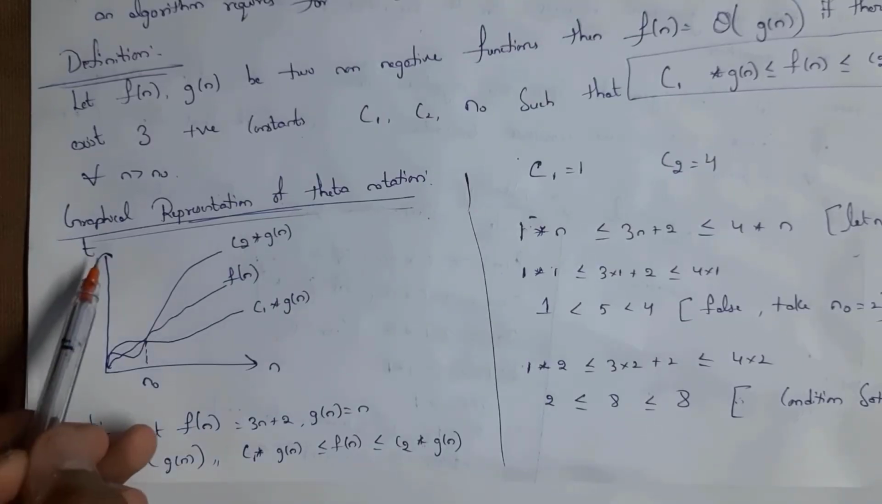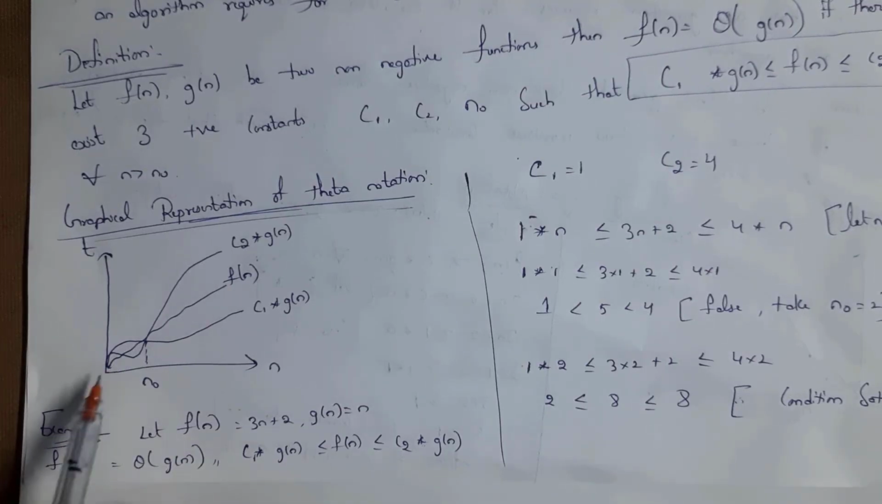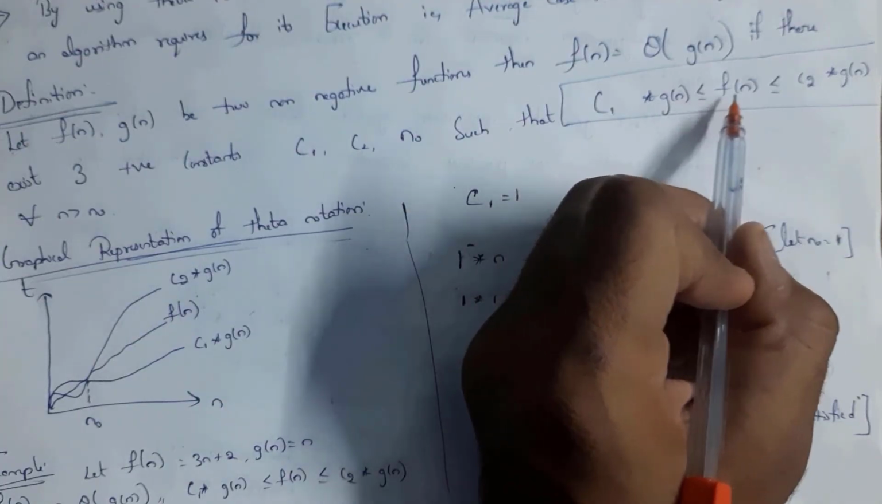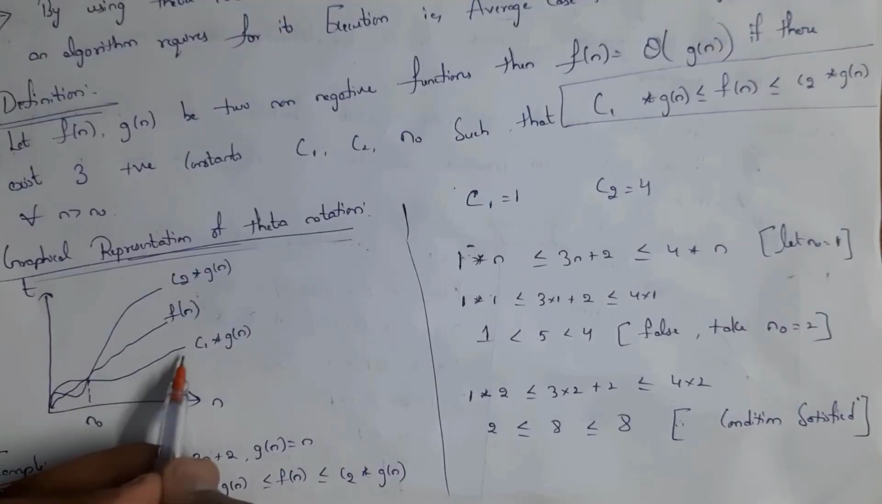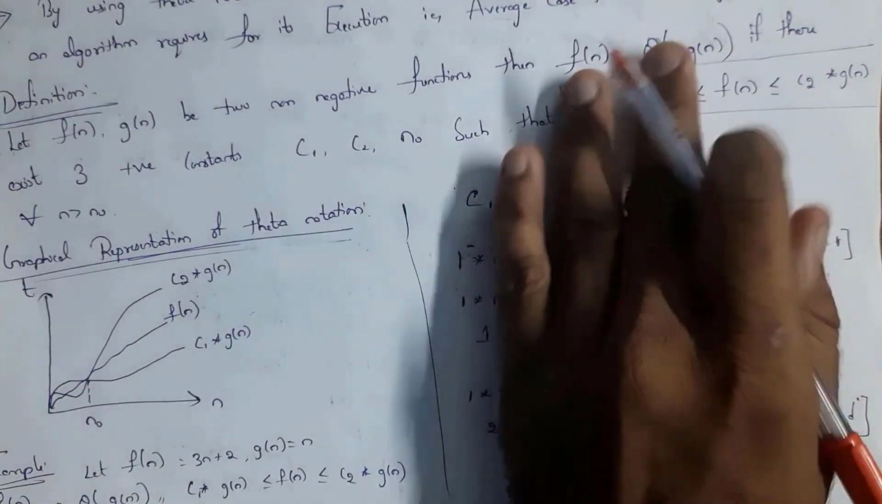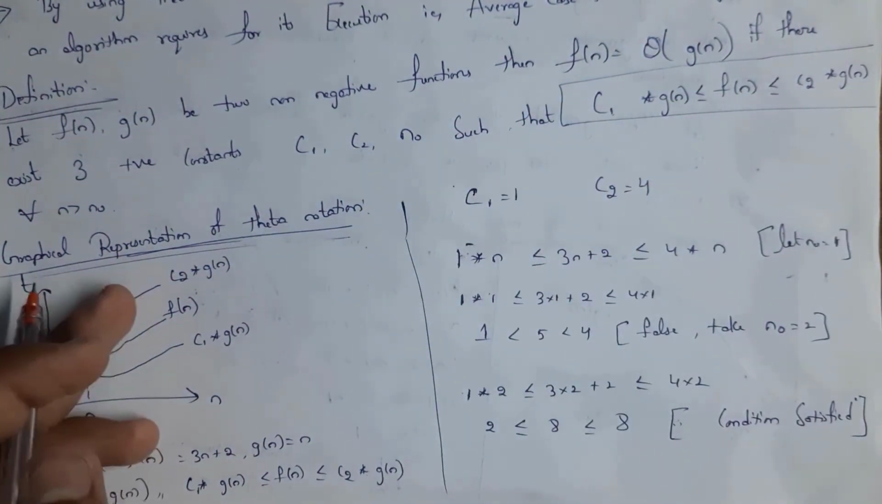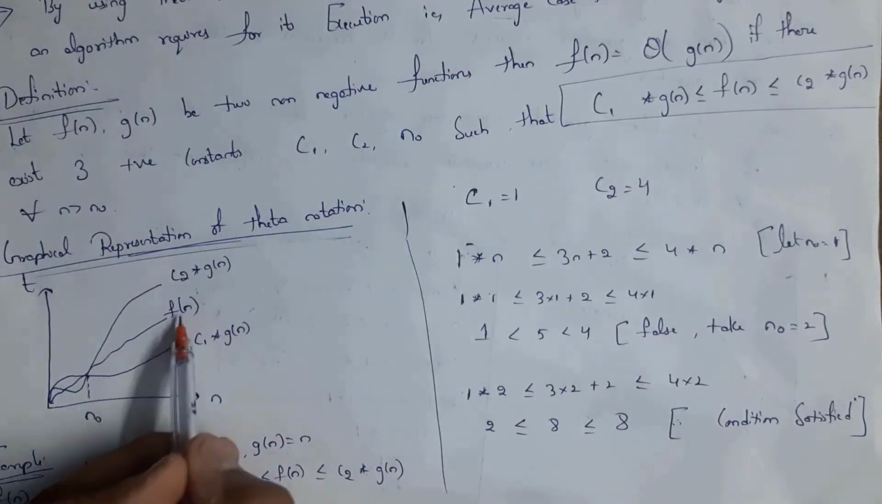This is the graphical representation of theta notation, where there are three lines passing from the center, where c1 into g of n less than or equal to f of n, that is the lower bound, and f of n less than or equal to c2 into g of n, which is the upper bound, and f of n is placed in between these.